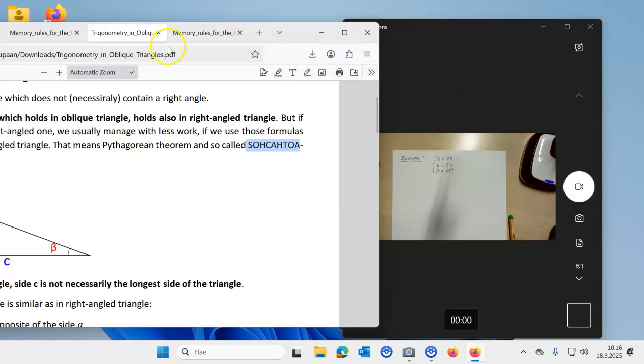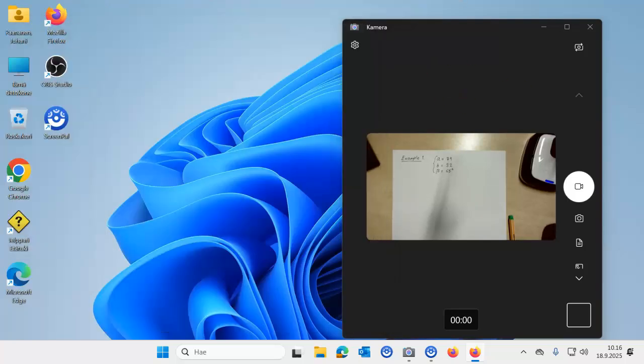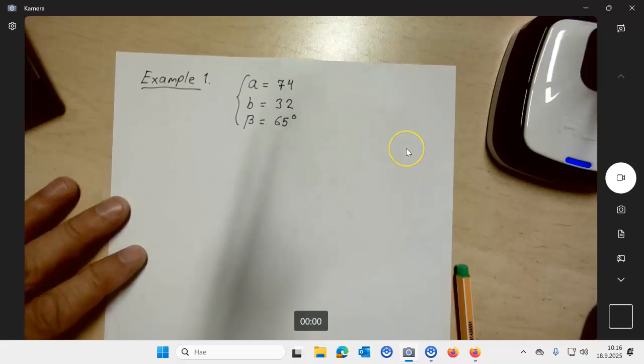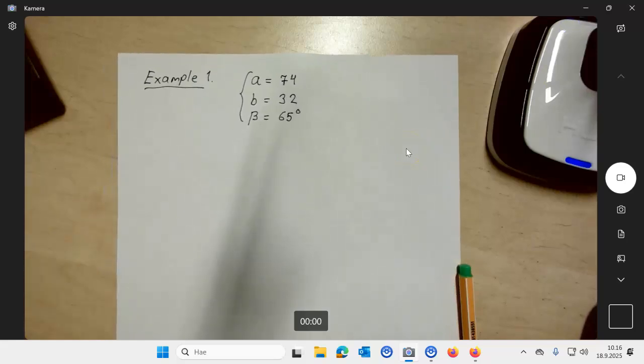No, it is not so easy. Let's have this, A and B, 65. So maybe it's easier to start with the angle 65 degrees.